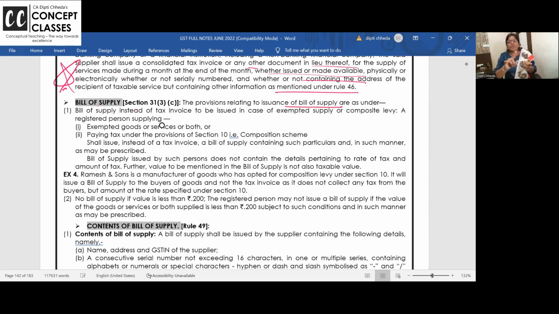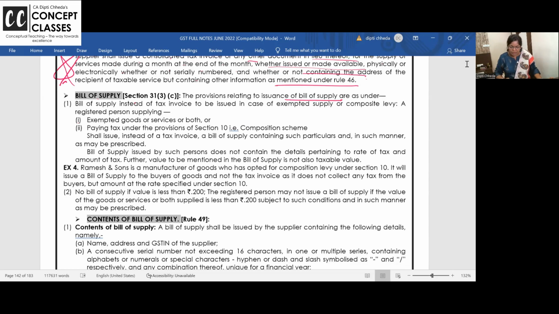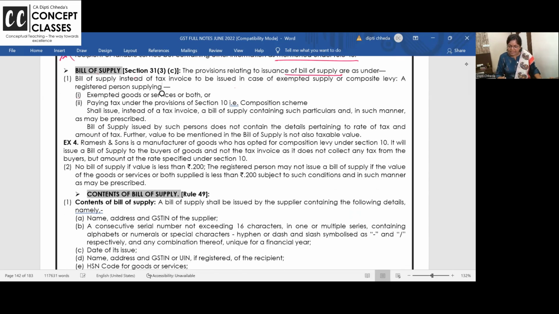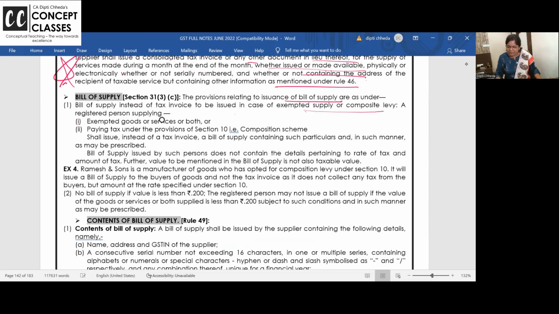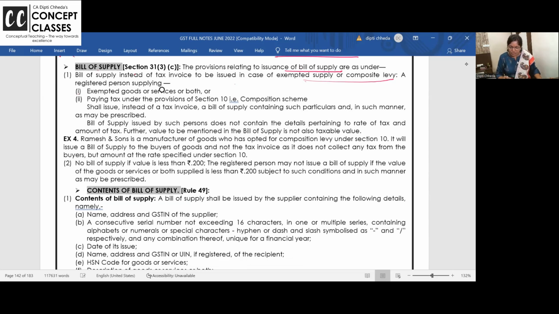And if you are supplying exempted goods, a bill of supply instead of a tax invoice is to be issued in case of exempted goods or composite supply. Yes, a bill of supply issued by the person does not contain details pertaining to rate and all. The value mentioned in a bill of supply is not a taxable value. Ramesh and Sons is a manufacturer and has opted for composition levy. It will issue a bill of supply to the buyer and not a tax invoice.